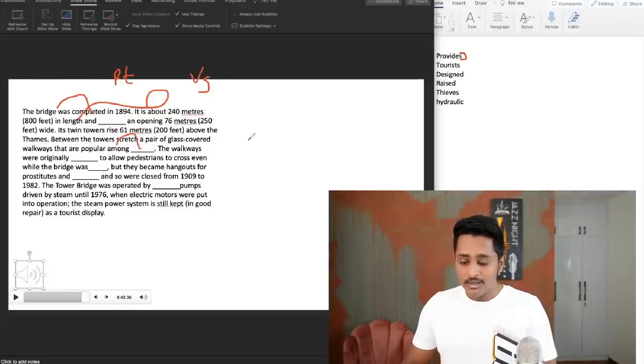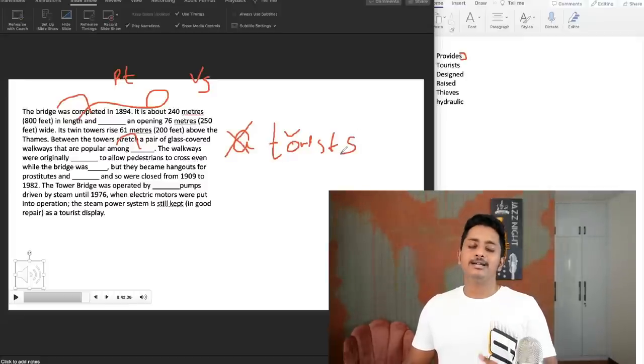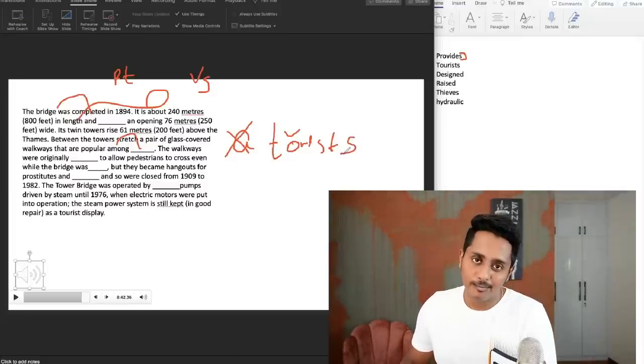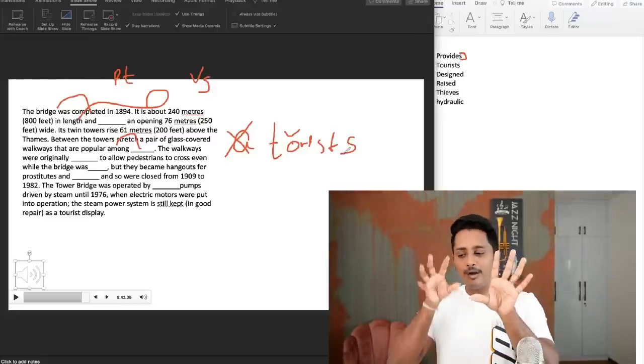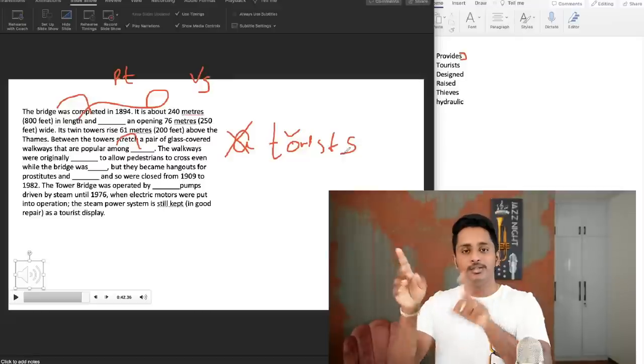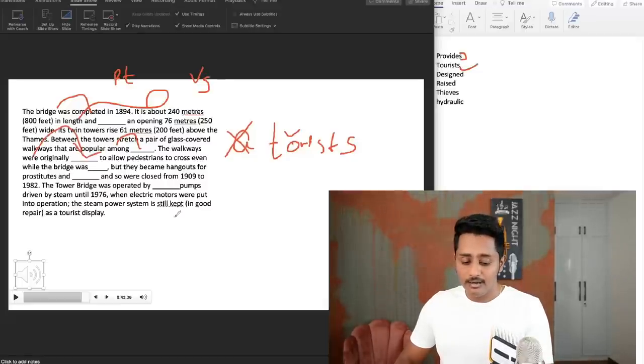See here, among a tourist. If you don't have this, it would be tourists. Pay more attention. These things are really, really important. You can rewind the video if you didn't understand. There is no concept of among tourist, among a tourist or tourists. So your A is not there. It should be S. And if you hear were, after were, verb in the third form, ED, designed.